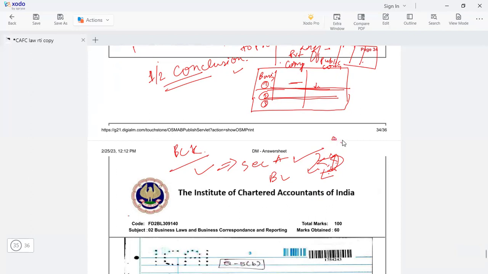Attempt all the sub-bits of a question together, like question number 1, A, B, C, and then start with question 2, A, B, C. You can't do question 1A, question 2A, question 3A or B. No, this is all wrong. You have to follow only this method.